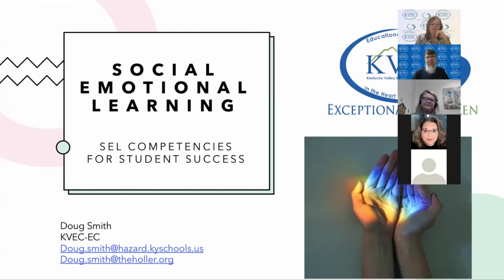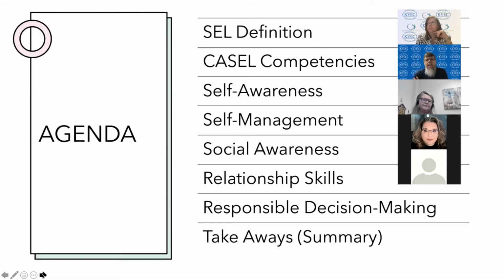We're going to be looking at social emotional learning, looking at competencies for student success. And the information that I've gathered comes from Castle. Castle, if you're not familiar with it, is a collaborative for academic, social, and emotional learning. So today we're going to be looking at a definition of SEL. We're going to look at the 5 competencies that Castle recommends. Those will be, and we'll dive into each of these a little bit: self-awareness, self-management, social awareness, relationship skills, responsible decision making, and we'll briefly look at some takeaways.